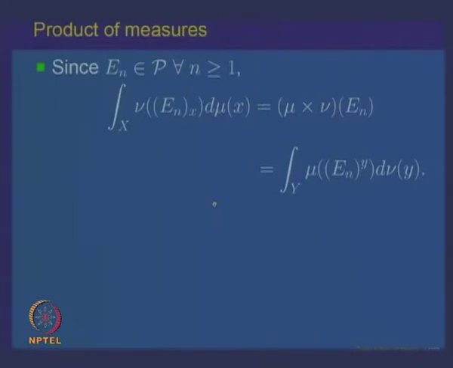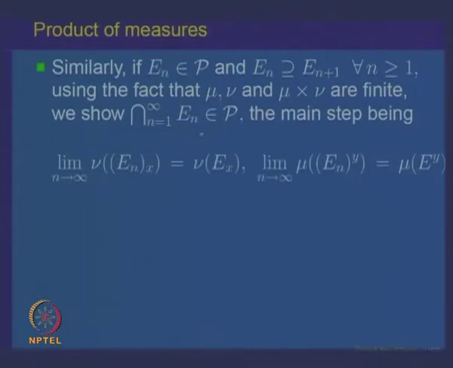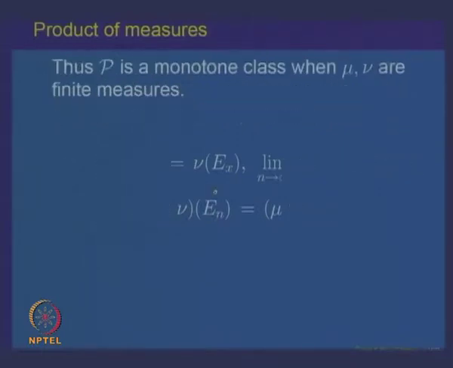So, let us look at the part where the difficulty arises. The difficulty arises when we want to show that if E n belongs to P and the E n's are decreasing, then the set E, which is the intersection of the E n's, also belongs to P. Here the main step is to conclude that nu of E n x converges to nu of E x. For that we need the finiteness condition, because whenever a sequence of sets is decreasing to a set, the measure of the sets need not converge to the measure of the limiting set, unless the measures are finite. So, the finiteness condition will give us that, and then instead of the monotone convergence theorem, we can apply the dominated convergence theorem to conclude that mu cross nu of E n is equal to the corresponding integral.